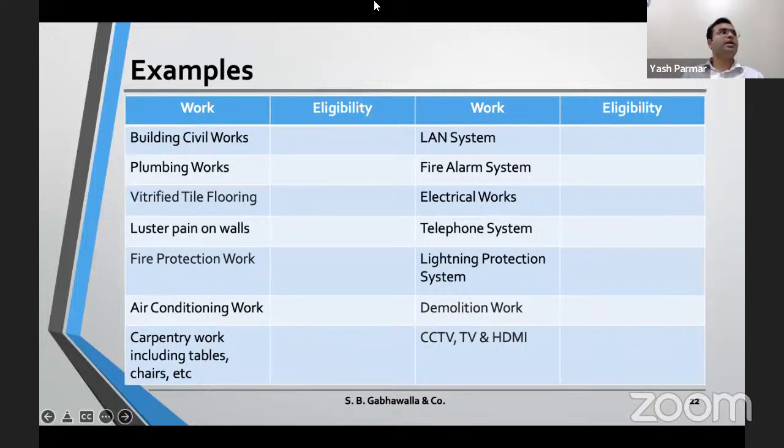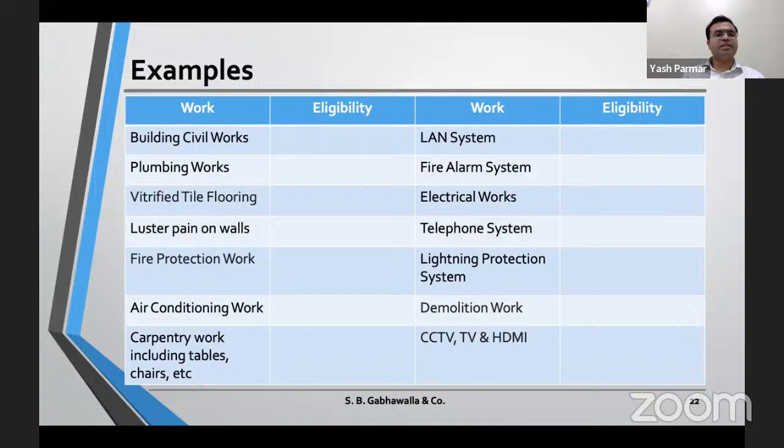Now, say for example, a company is getting their office renovated. In that case, they are undertaking various kinds of jobs or works from a contractor. Now, from the company's perspective, which ITC will be available for the various jobs undertaken for renovation of office? Now, the first work is building civil works.